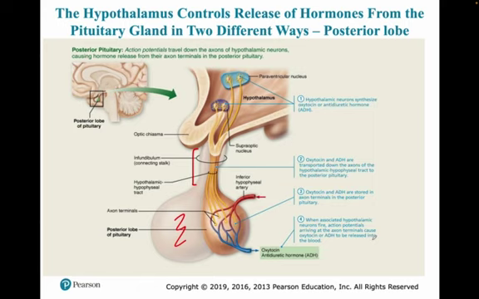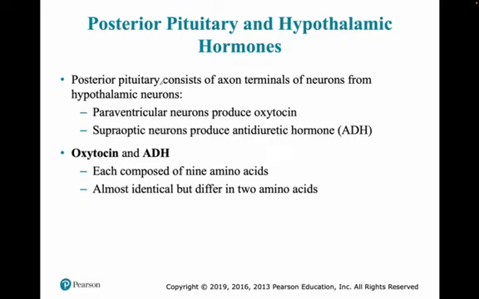Now, the type of neurons that ADH or oxytocin use is different. For example, the posterior pituitary, like I said, consists of axon terminals. Oxytocin is produced by paraventricular neurons, and ADH is produced by supraoptic neurons. You should know these names. Both these hormones are amino acid type hormones, composed of 9 amino acids. They're almost very similar in their biochemical structure, differing by only 2 amino acids.